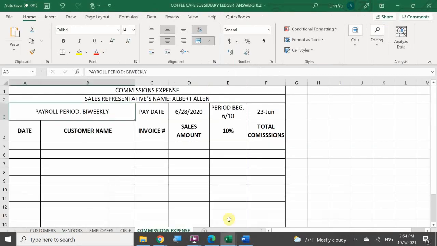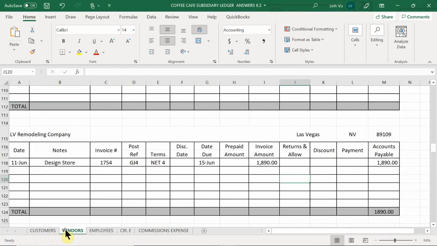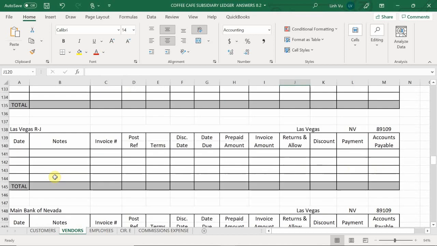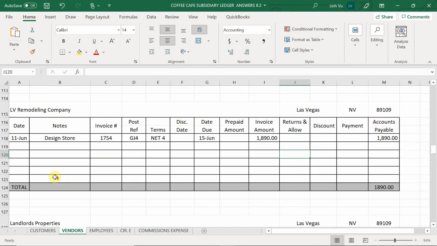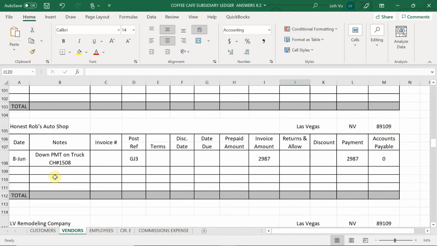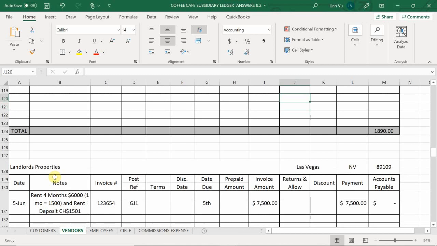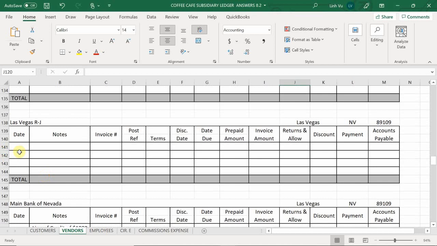Okay, so in this case, I have the Las Vegas vendors, Las Vegas RJ. So let's see, Las Vegas. Here you go, nope. It's actually the very first one. Nope. Right here, Las Vegas. Oh wait, no, landlord properties. No, one more. Las Vegas RJ. Here they are. Okay, there you go.